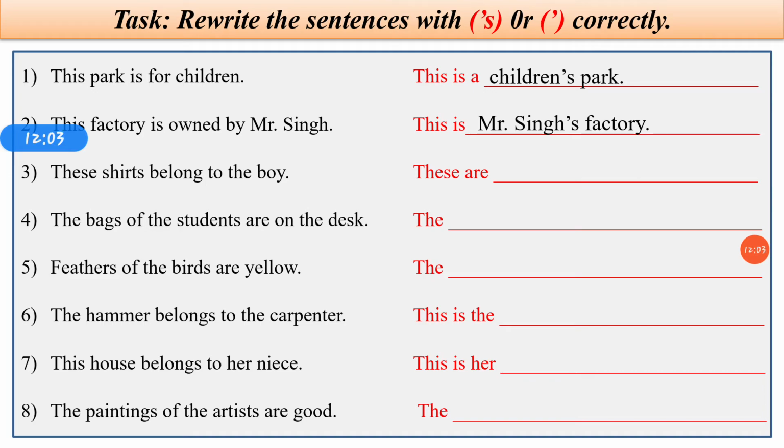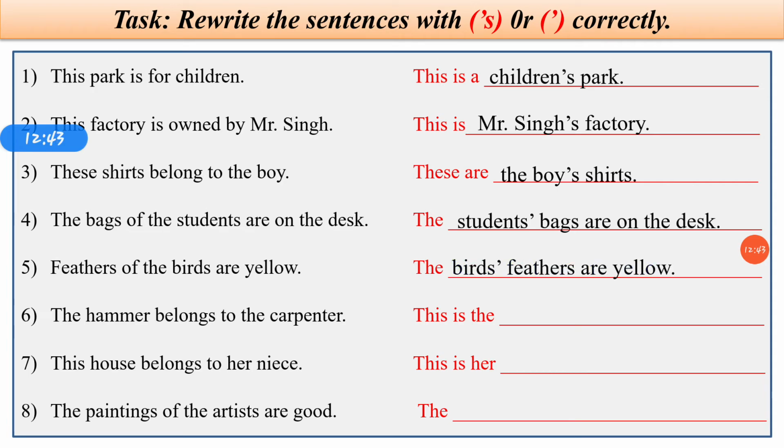Next is, these shirts belong to the boy. Can be written as, these are the boy's shirts. We add apostrophe s to the singular noun boy. The bags of the students are on the desk. Can be written as, the students' bags are on the desk. We just add apostrophe to the plural noun students.